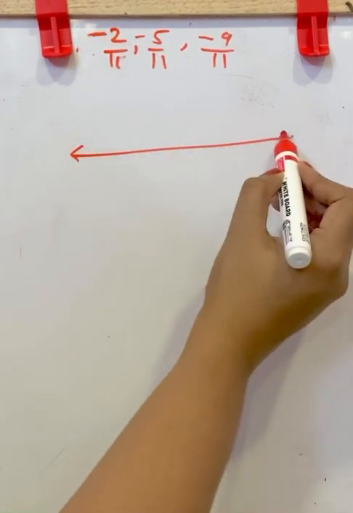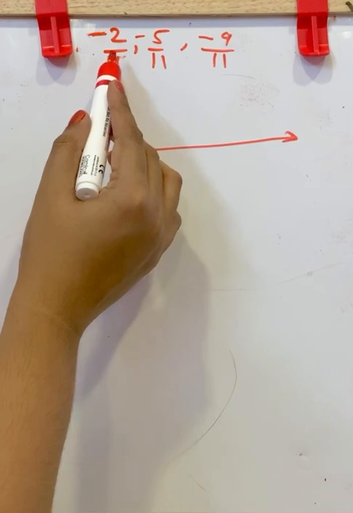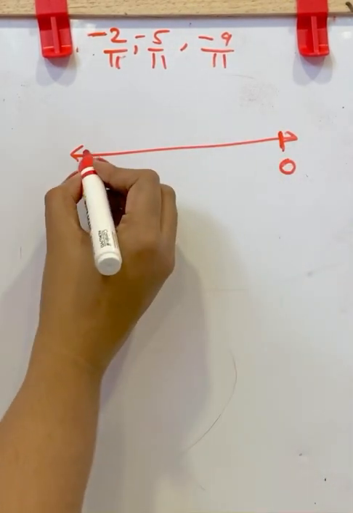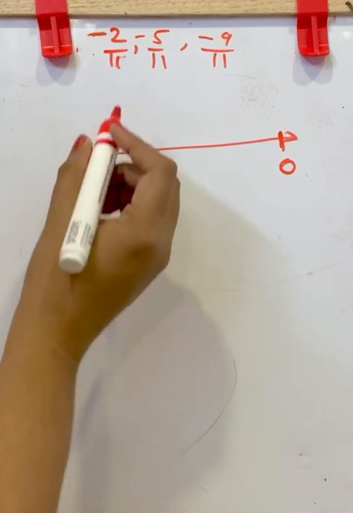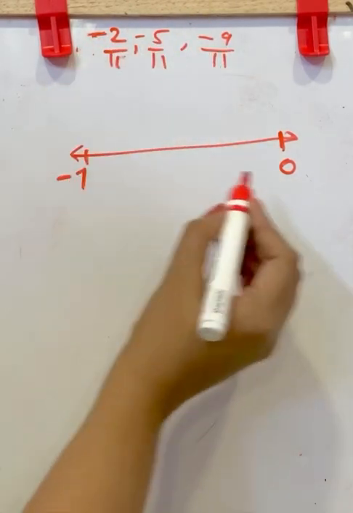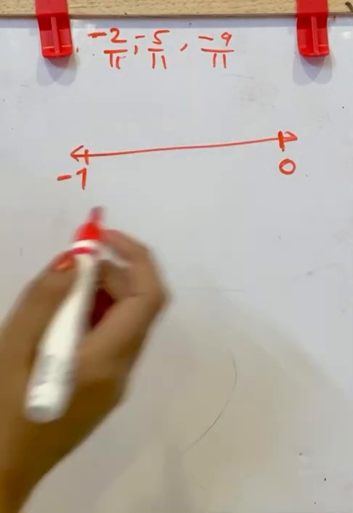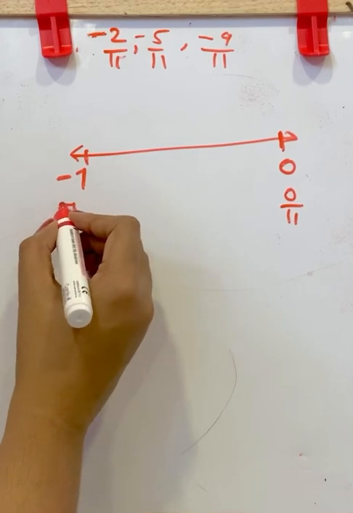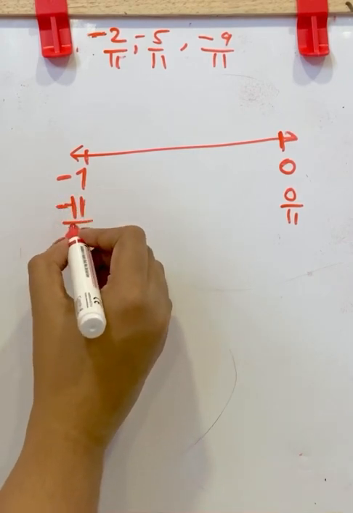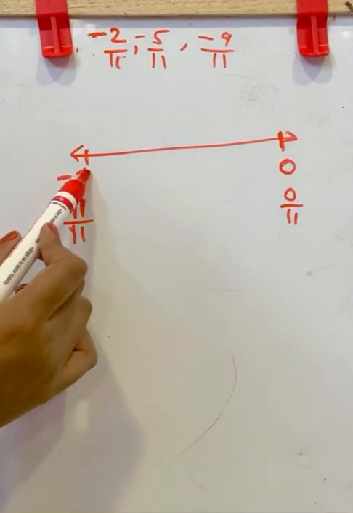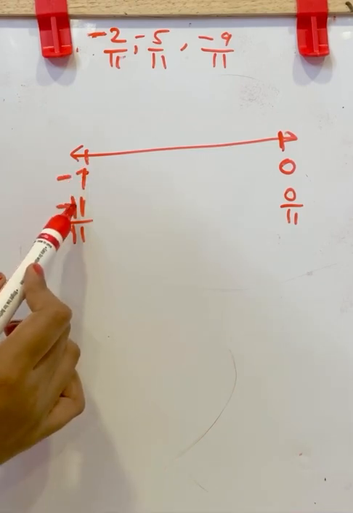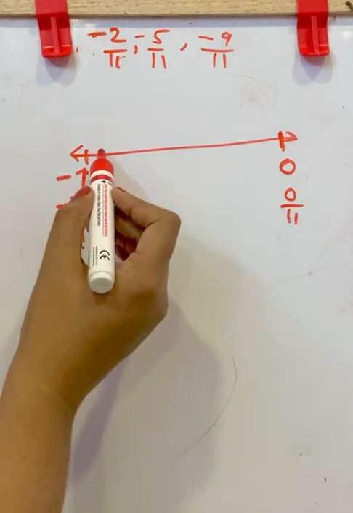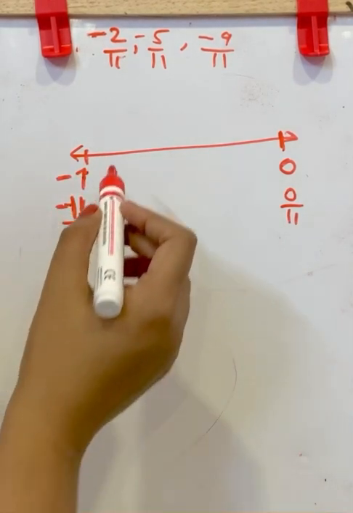So let us draw a big number line because we need 11 equal parts, and let this be 0 and this is negative 1, because it is negative values. Here the denominator is 11, so we write 0 as 0 by 11 and this as negative 11 by 11. Don't write it as negative 1 by 11. 1 is 11 by 11 and negative 1 is negative 11 by 11. Now divide this into 11 equal parts.